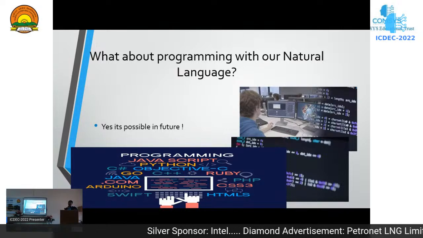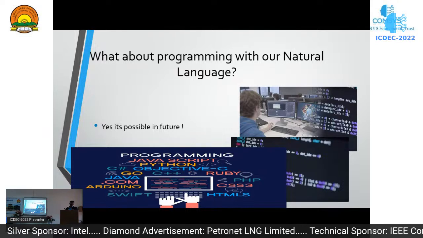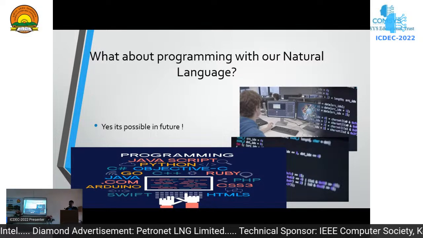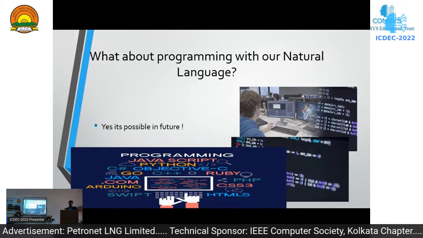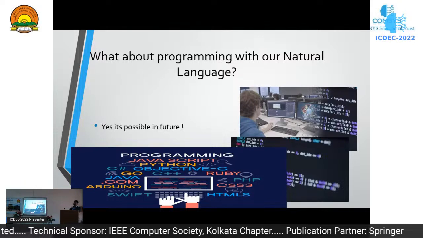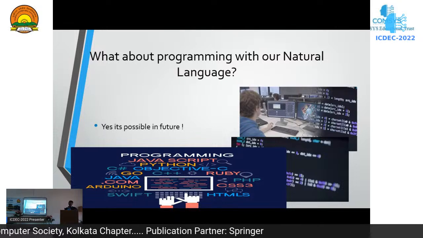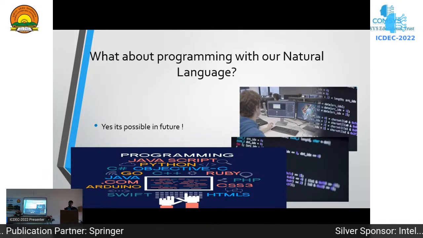This is the ultimate question which we can ask for the future. Because nowadays, when we talk about computer engineering, people start talking about programming. We have to learn programming, like C, C++, Java, Python, whatever it is. We keep learning programming. But there may be a time where we don't need to learn programming. The system will program automatically.